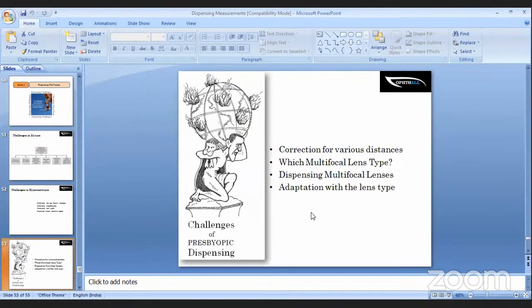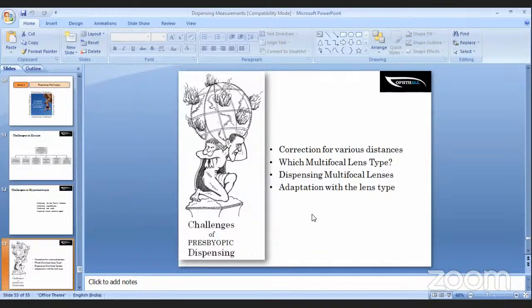We have a completely different set of challenges for the presbyopic population. The biggest challenge is which multifocal type, whether to dispense the moon-shaped bifocal, or the D-shaped bifocal, or the executive bifocal, or progressive lenses. This is a very challenging factor.